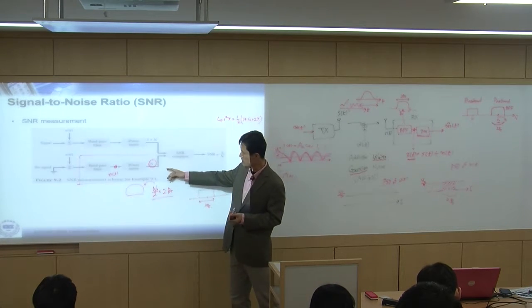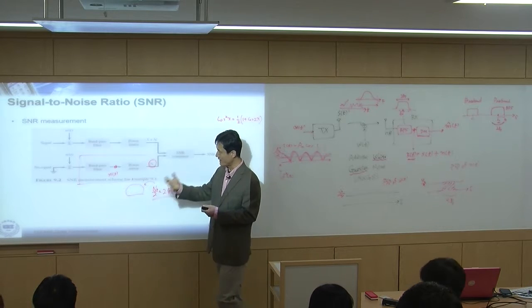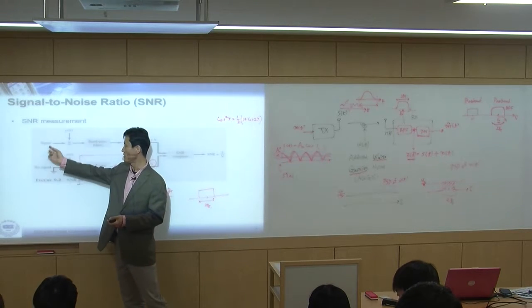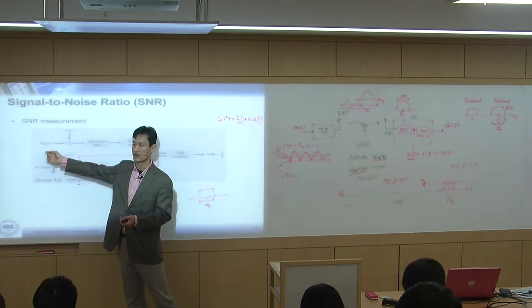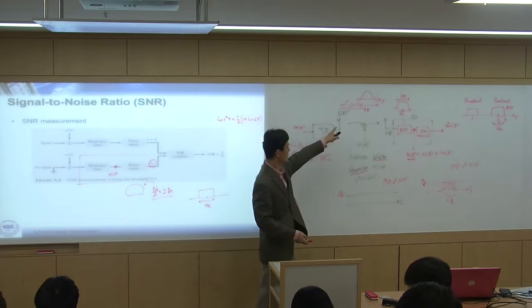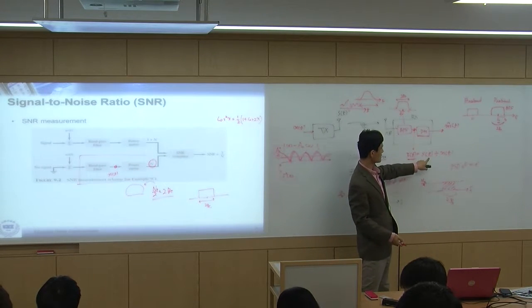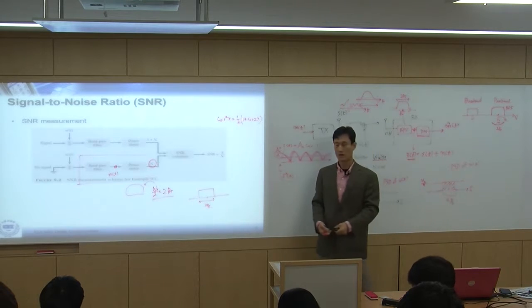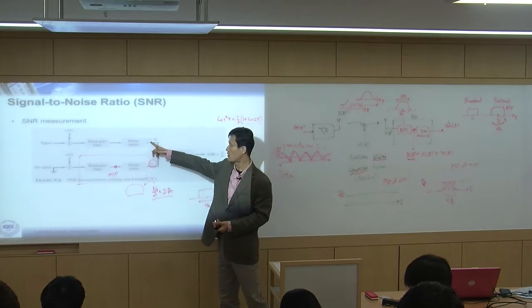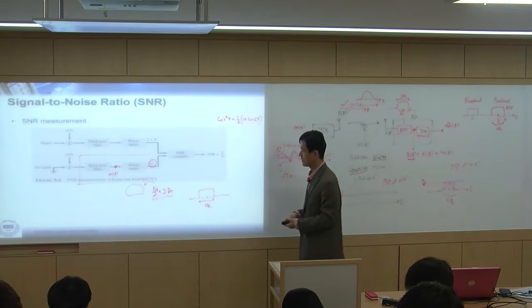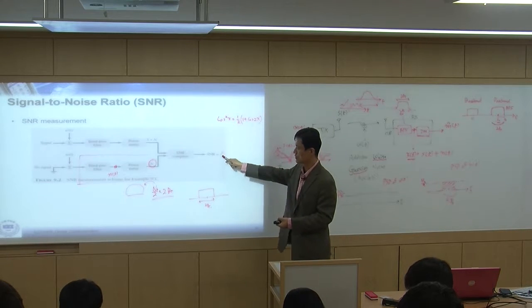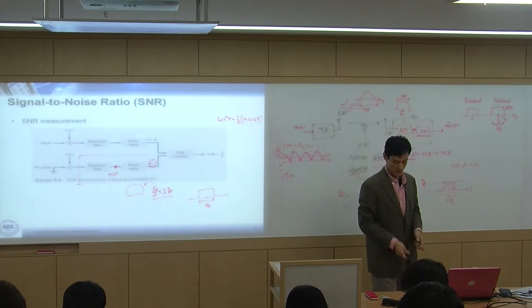Once you know the noise power, you turn on the signal and transmit. Then of course you're going to get signal plus noise. That's how you calculate the signal power plus noise. And from those two, you can calculate the signal to noise ratio.